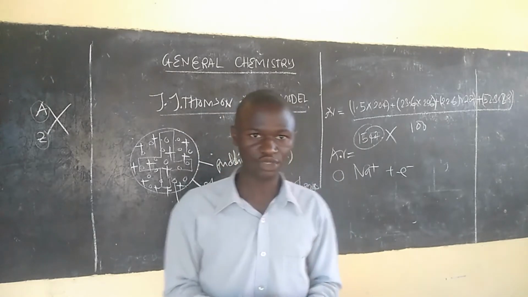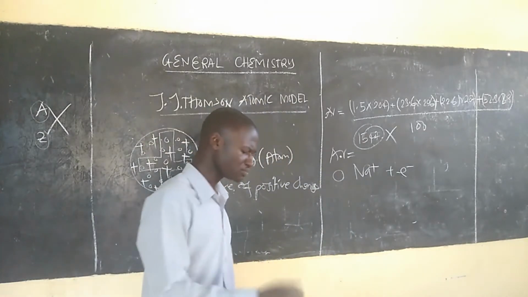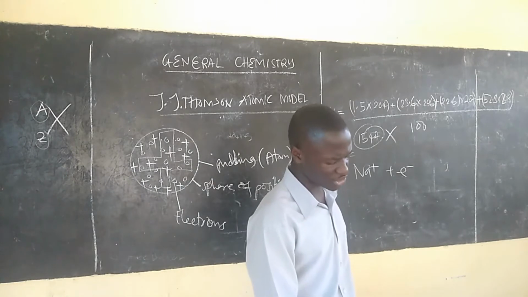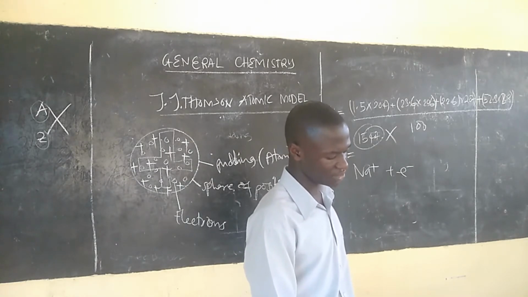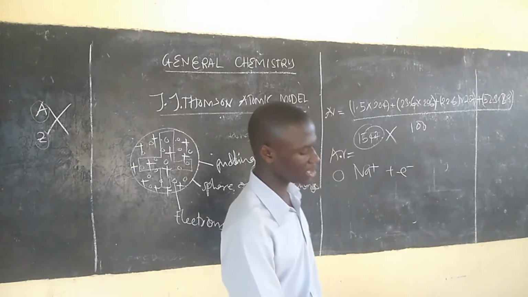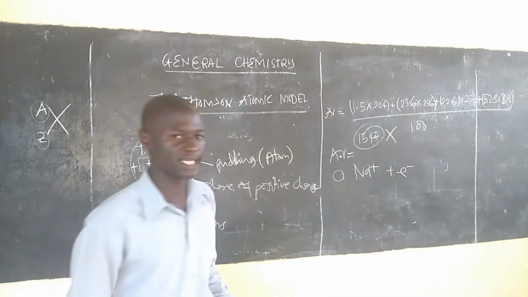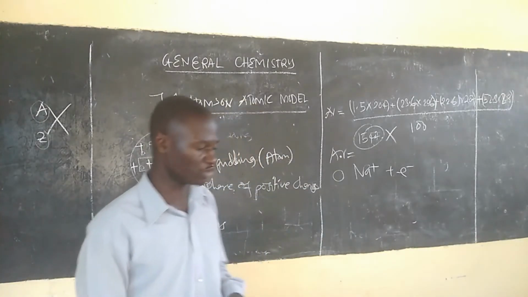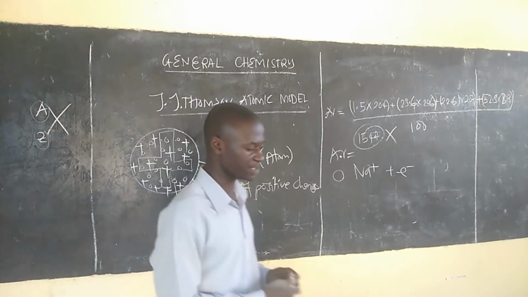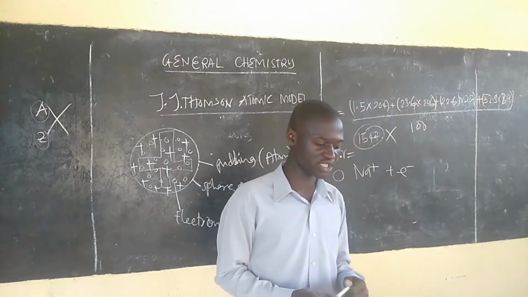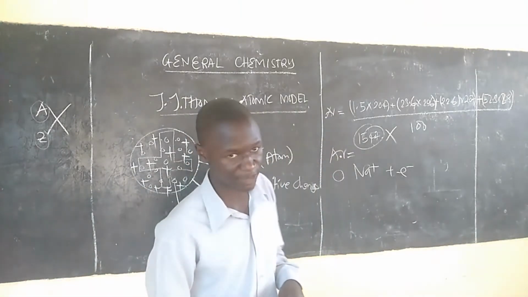Now we have discussed a lot about the J.J. Thomson model, its success, and also its limitations. In conclusion, this model was rejected since it could not explain the experimental results.